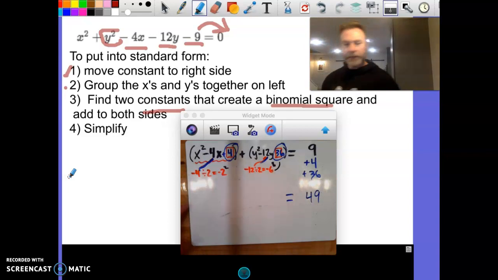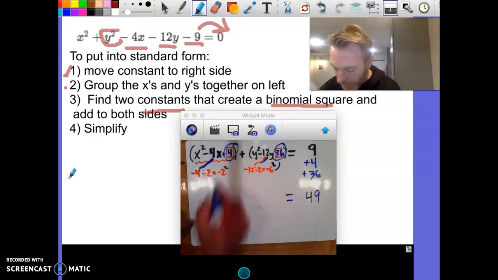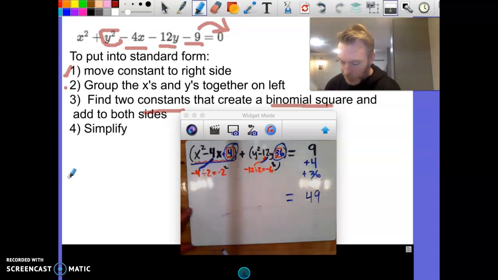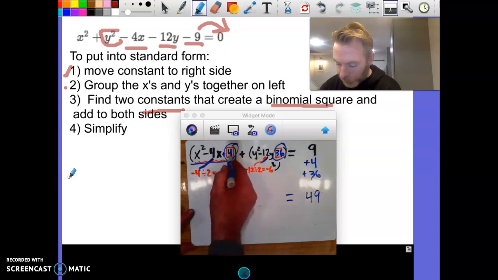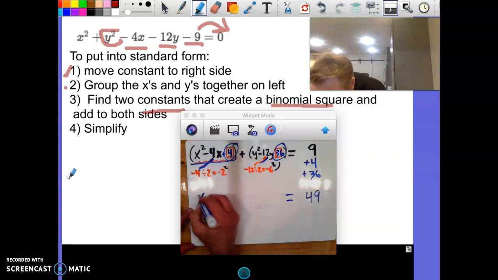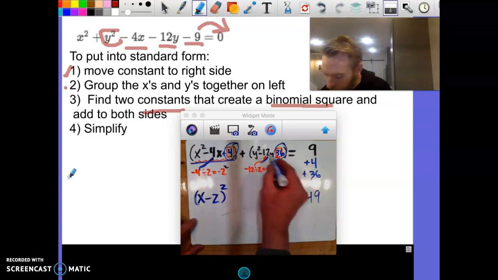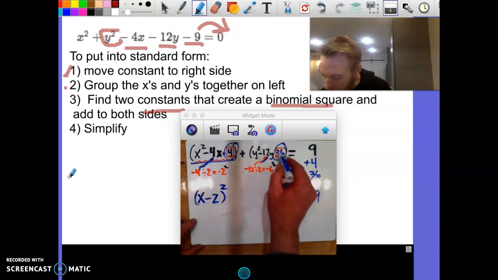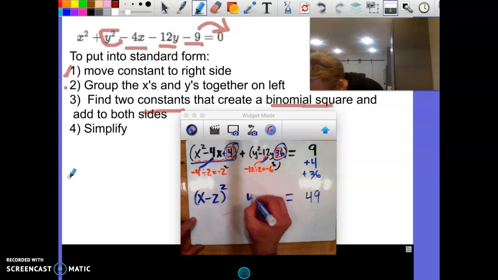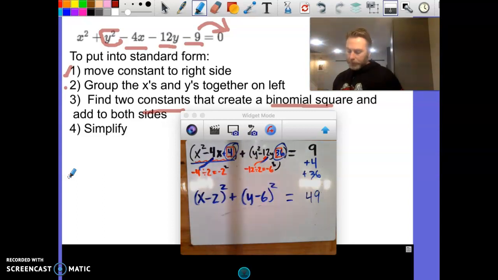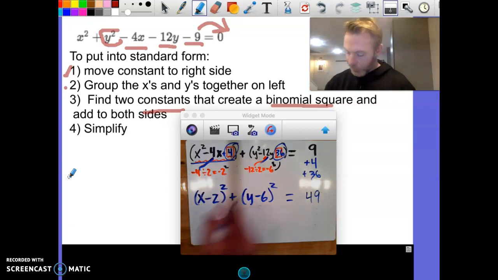The other side is a little bit different. Basically, I'm going to factor this. Well, what times what multiplies to be 4 and adds to be minus 4. So this would be x minus 2 times x minus 2. And the same thing here. What times what multiplies to be 36 and adds to be minus 12. Y minus 6 times y minus 6.